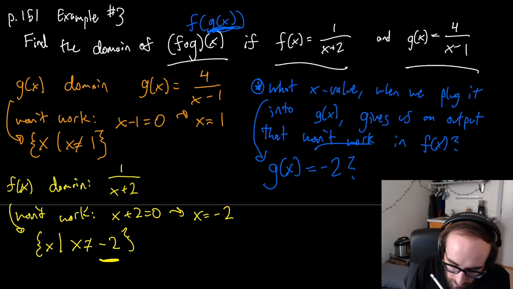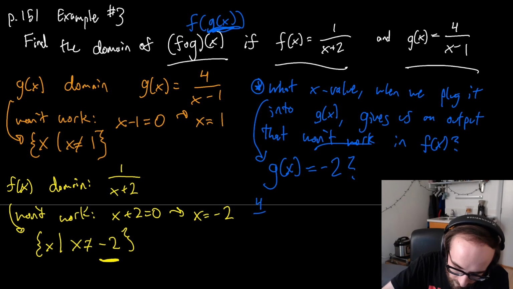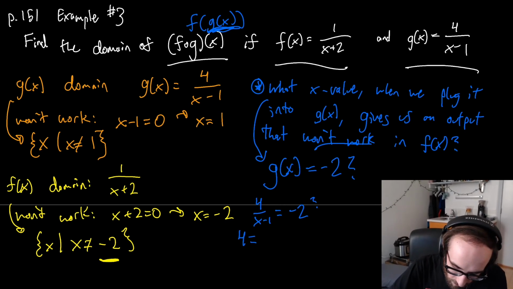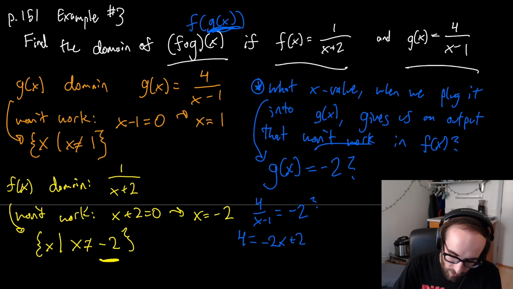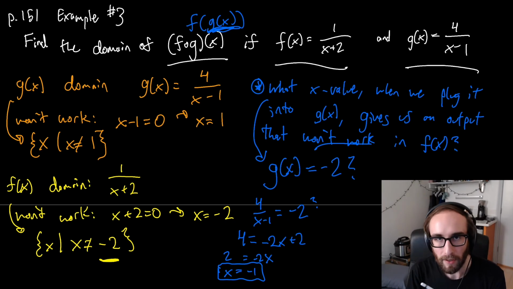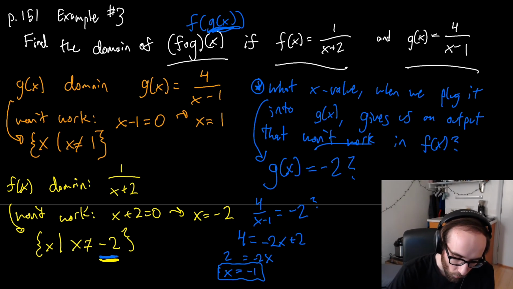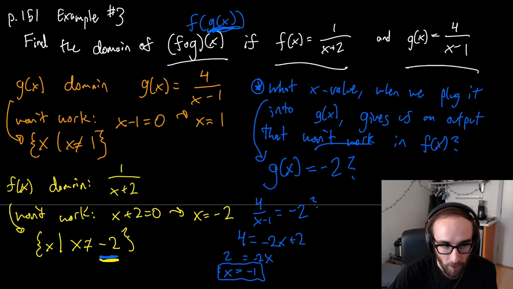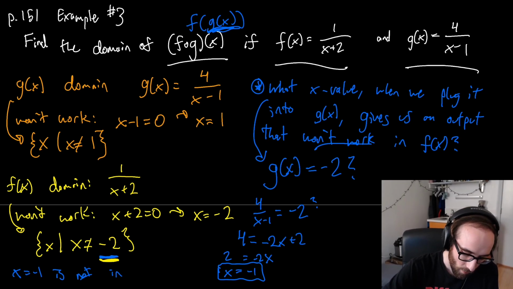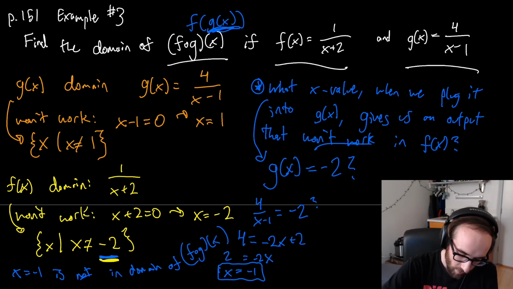Okay, so here what we can do is consider g of x. We have 4 over x minus 1, and we're trying to find what x value will give us an output of negative 2 here. So we can just solve 4 over x minus 1 equals negative 2. That gives 4 equals negative 2x plus 2. We subtract 2 from both sides. We have negative 2x equals 2. And we can see that x is equal to negative 1. So negative 1, if we plug it into g of x, we get negative 2, which we can't plug into f of x. So we know that negative 1 is not in the domain of f of g of x.